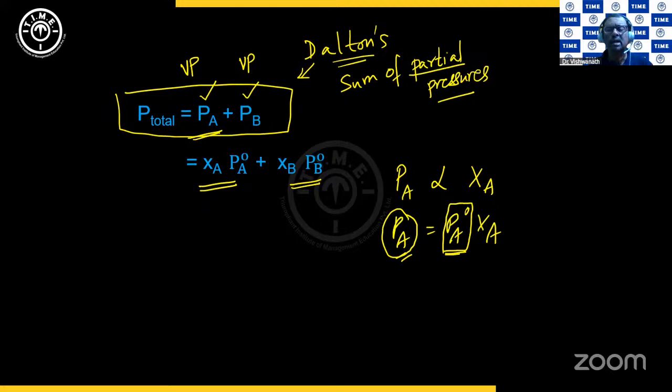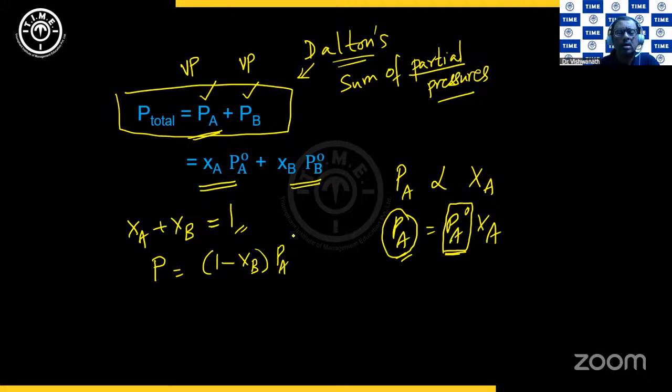Small mathematical thing we'll do here using this. You know that XA plus XB is equal to 1. Do you all know? Because the sum of mole fractions is equal to 1. Is it not? There are only two substances, A and B, and you add up their fractions, it should be equal to 1, right? So we'll do a small trick here. Take the P total as P equals XA, I'll put it as 1 minus XB, into PA naught plus XB into PB naught.